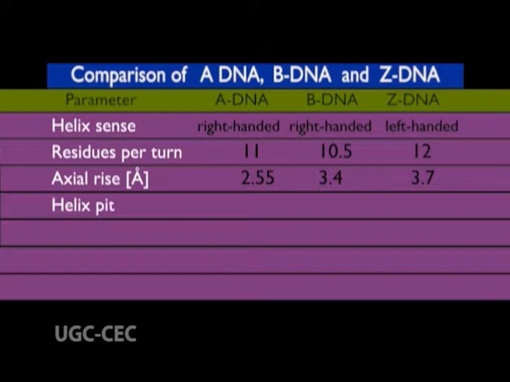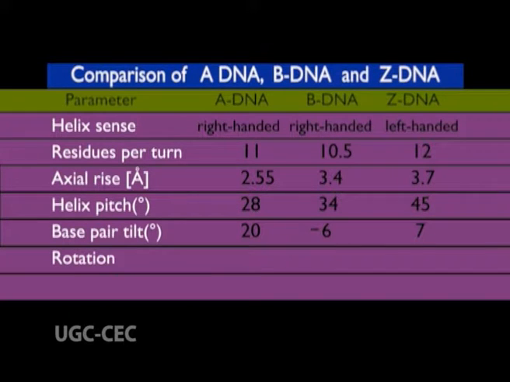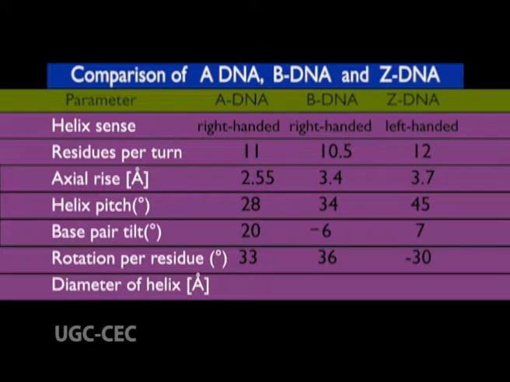Next parameter is helical pitch in degree. A DNA has 28 degree, B 34 and Z 45. Base pair tilt in degree. A DNA has 20 degree tilt, B DNA has -6 degree and Z DNA has 7 degree tilt. Next is rotation per residue in degree. A DNA has 33 rotation per residue, B has 36 and Z has -30. Next parameter is diameter of the helix in angstrom. A has 23 angstrom, B 20, and Z 18.